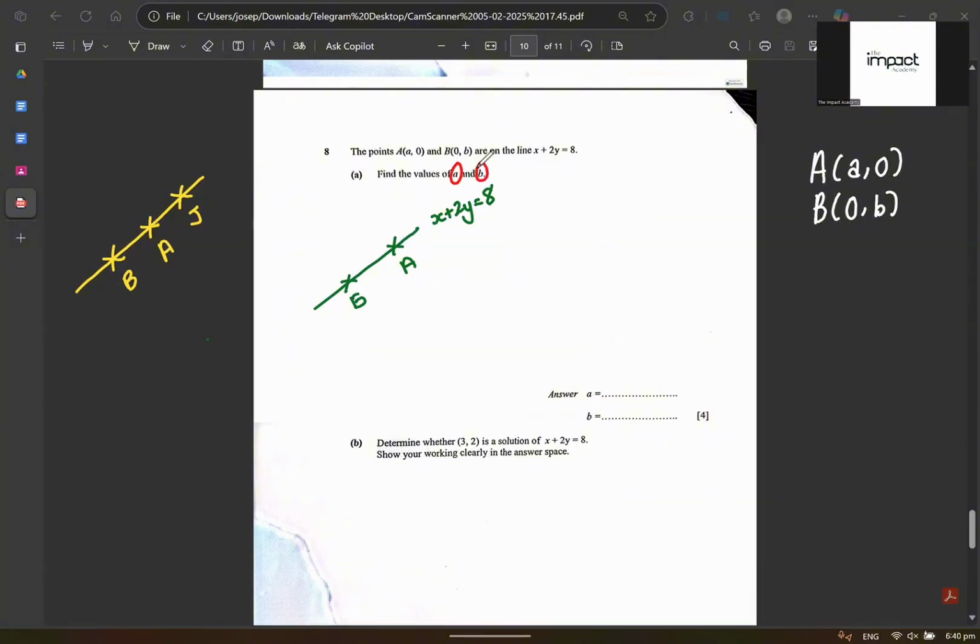So how are you going to go about this? Very simple. The first thing you want to do is find a first. Can we find a first, which is this one over here? We are going to substitute A, (a, 0), into the equation. Do you agree or disagree? So what is it going to be? You have x plus 2y equals 8. We try to rearrange this to fit what we want, which is y equals mx plus c. So 2y equals minus x plus 8.